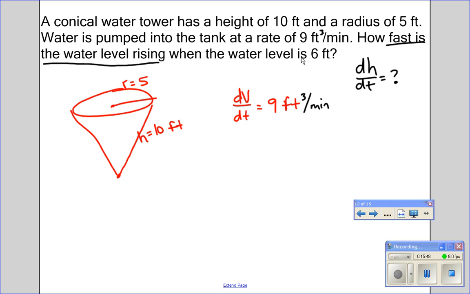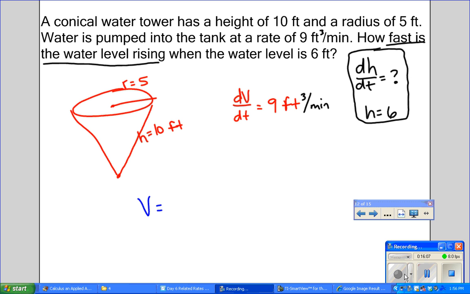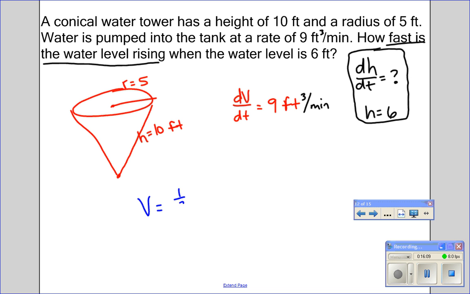When the water level is already, so when height is 6. This is the scenario that I'm being asked about: how fast is the water level rising, how fast is the height changing when height is 6. Okay, so I'm talking about the volume. It just told me that the volume is changing at 9 feet cubed per minute. So I know that the volume of a cone is 1/3 pi r squared h.